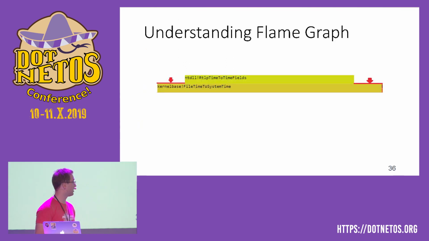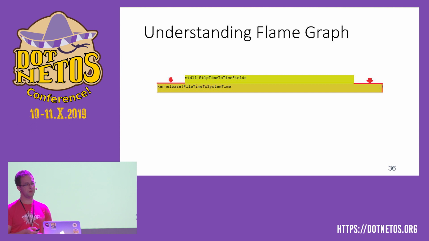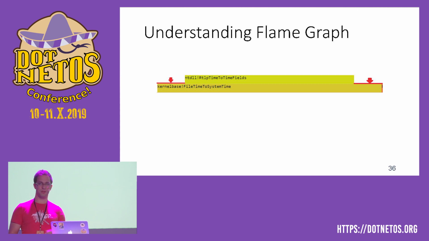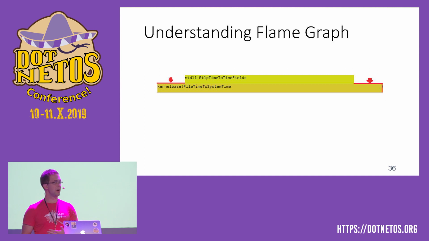Another important thing when it comes to reading the flame graph: as I said, the box width is CPU inclusive time. But for all leaf nodes, it's also equal to exclusive time. And when we know that, we can find out that the difference between the parent box and the child boxes is the parent's exclusive time.